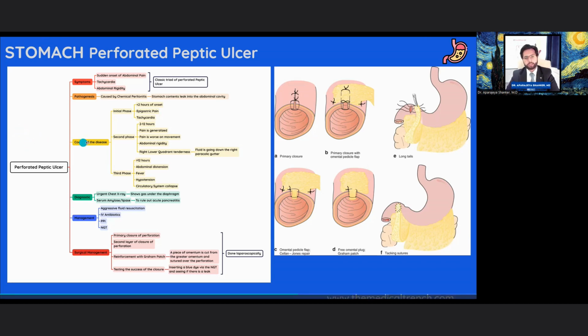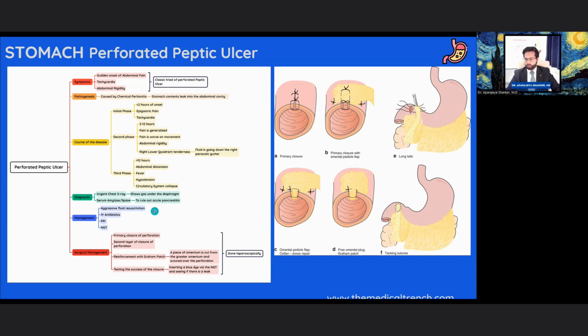Now, a good clinical tip is, you can ask the patient based on their history as to what stage of the disease they are in, right? The basic idea is that patients will come to you with severe epigastric pain and tachycardia. Most of the time, realistically, they are in the second phase. That means they already have abdominal rigidity. Their pain is worse on movement, and it is no longer a sharp epigastric pain. It's pain all throughout the abdomen because of peritonitis, right? So when patients are coming to you in stage 2 or the second phase of a perforated ulcer, you have to try to prevent circulatory system collapse, which is why you give the aggressive fluid resuscitation, right?